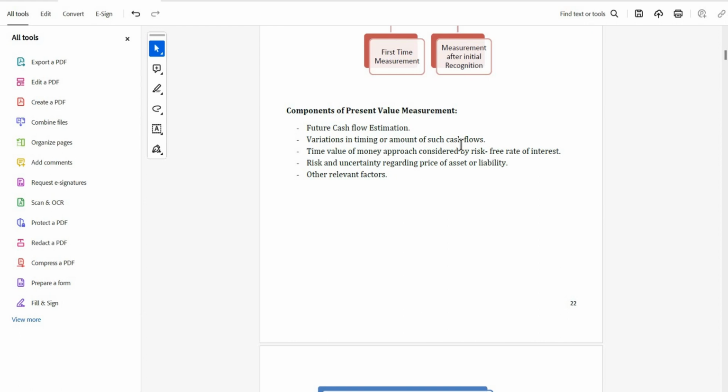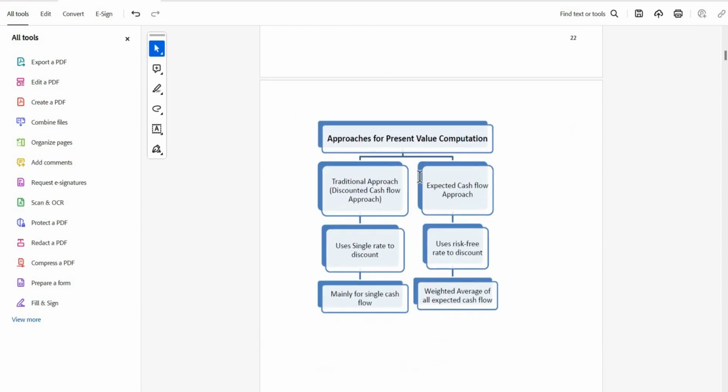The future cash flow estimation, variations in timing or amount of such cash flow, time value of money approach considered by risk-free rate of interest, risk and uncertainty regarding prices of assets or liability, other relevant factors. You don't have to remember all these things, just see once and we will solve the questions later on.